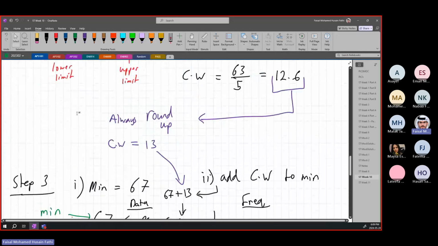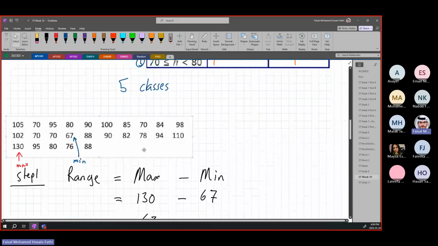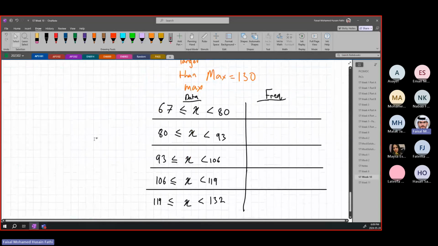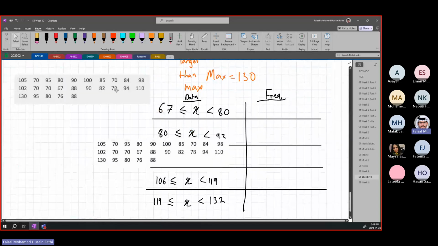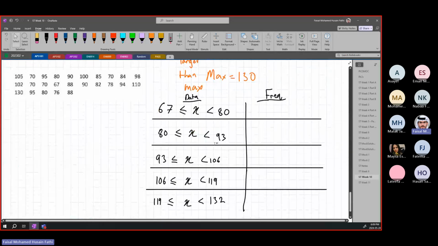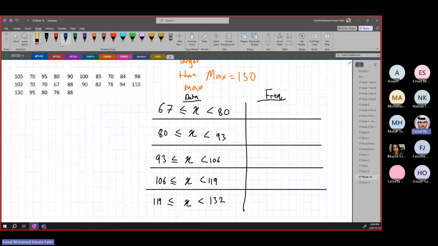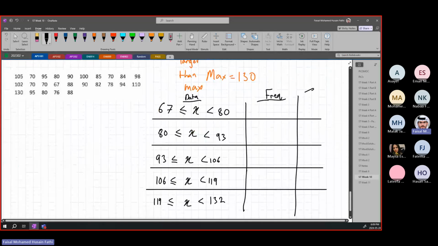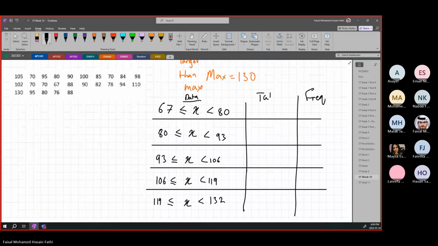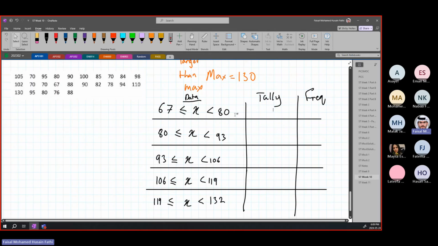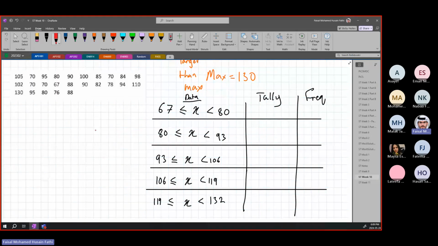Same method we usually do with the tally and all of that, so that we can find the frequencies of all the numbers. I'm going to write frequency here again, and this is our tally. This just makes it easier for counting. So we're going to apply the same concept now. From 67 to 80, including 67 but not including 80, we're going to go step by step. This is 70, which is included. 80 is not included. 70 is included.